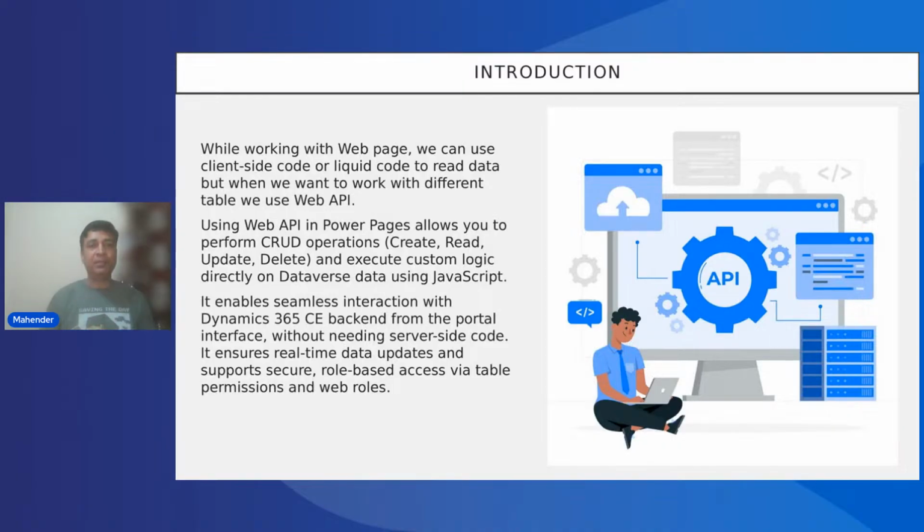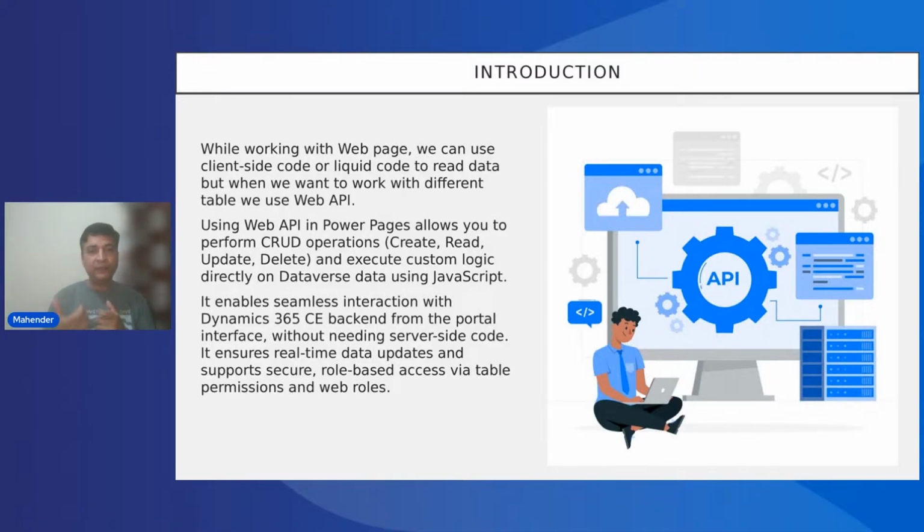So the web API helps us to query data from different tables. If you are familiar with Dataverse, or with the Dynamics 365 first party app, there we can write web API calls to work with different entities to collect data, create data, delete, and modify. So the different sets of operations that we can perform there, we can also do using the web API in Power Pages. It allows us to do different types of operations on these tables depending on the requirement.